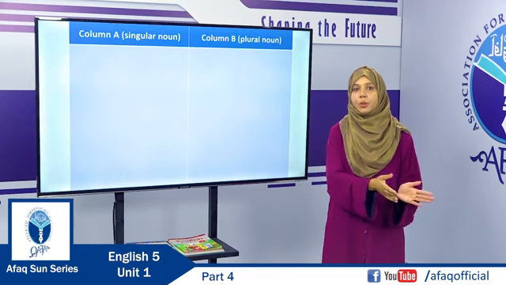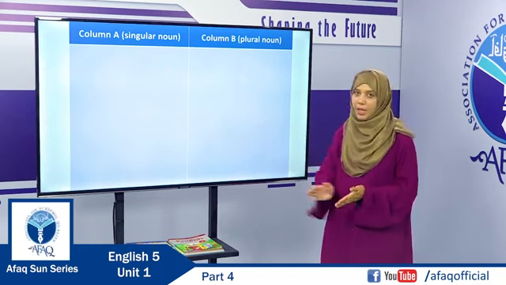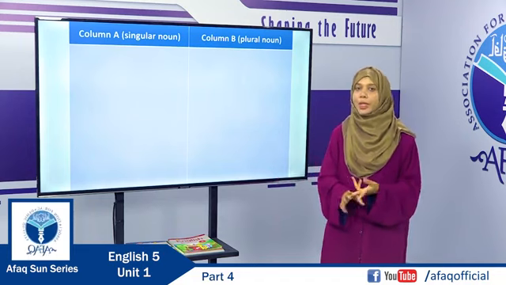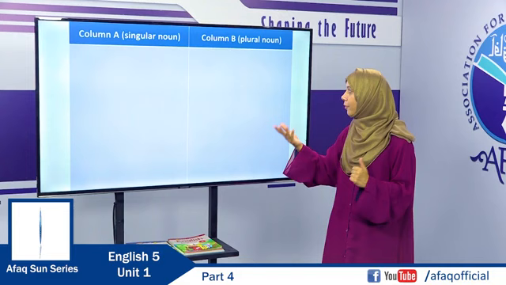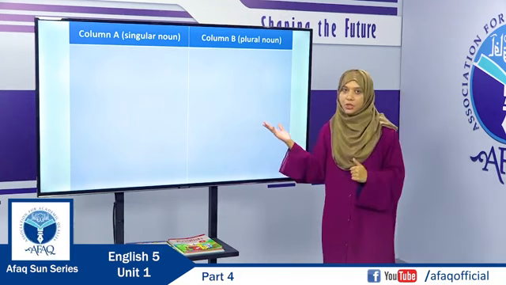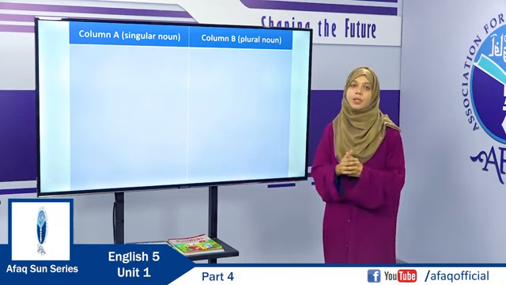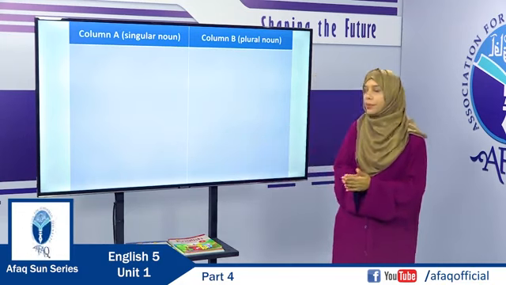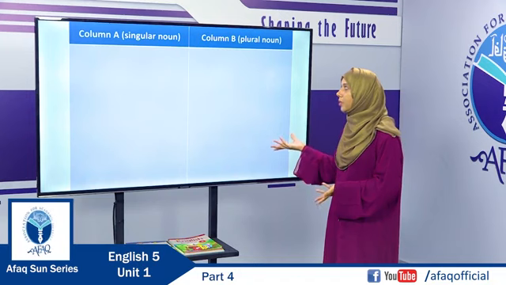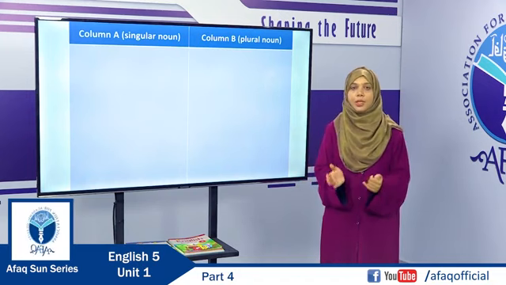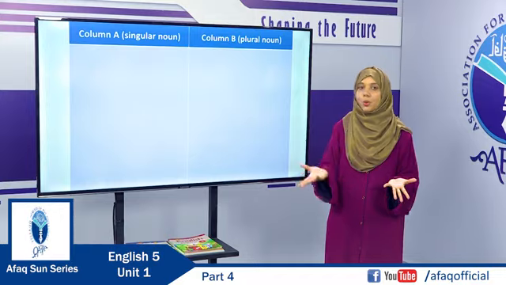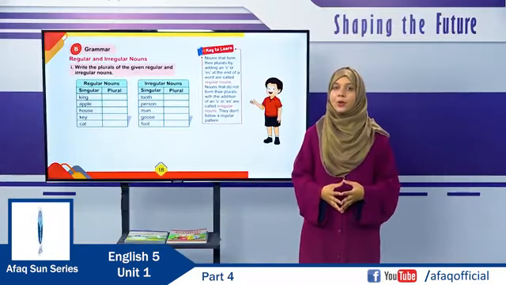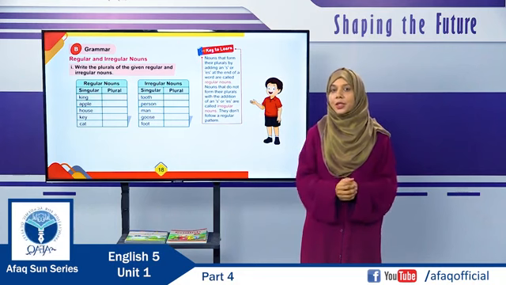One student will be given column A, and the partner could be a parent or a sibling. They will have another sheet of paper, and that sheet of paper could be column B. The students will write singular nouns, whereas the other partner could write the plural nouns, and in the end we will see who wins. Dear students, I hope that you enjoyed the game about plural and singular nouns.